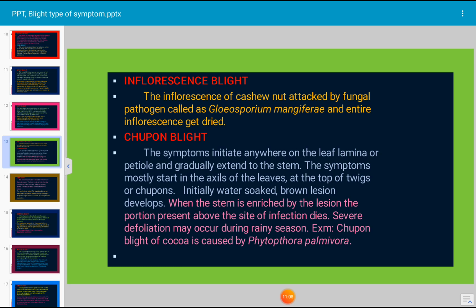Severe defoliation may occur during rainy season. An example is coupon blight of cocoa. It is caused by Phytophthora palmivora.